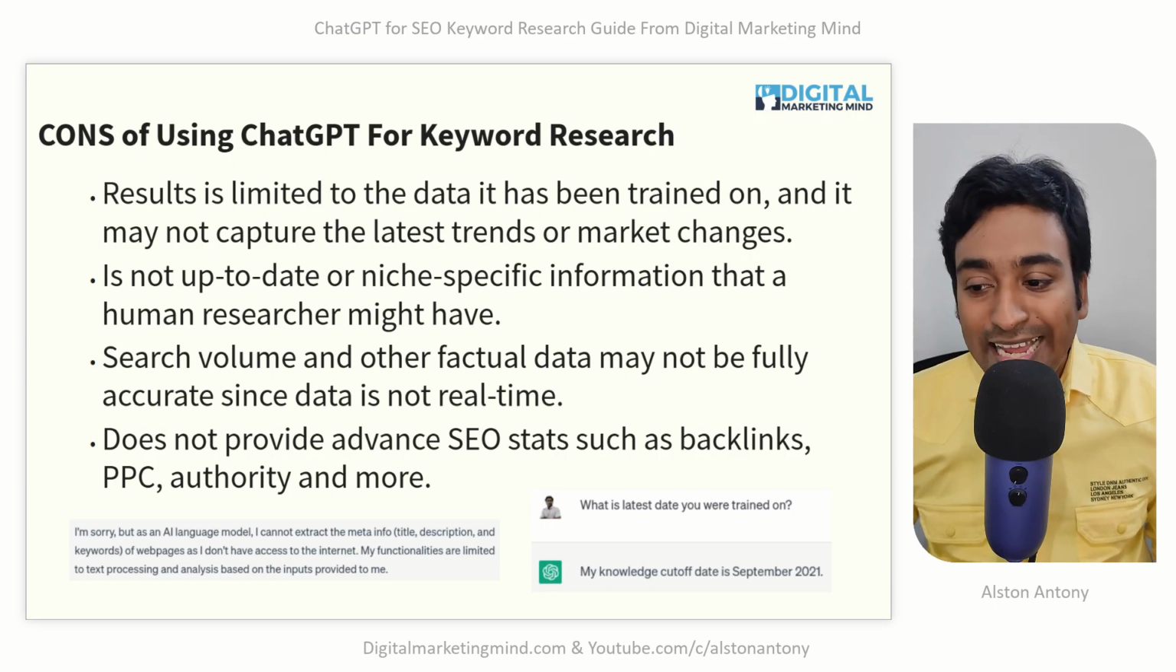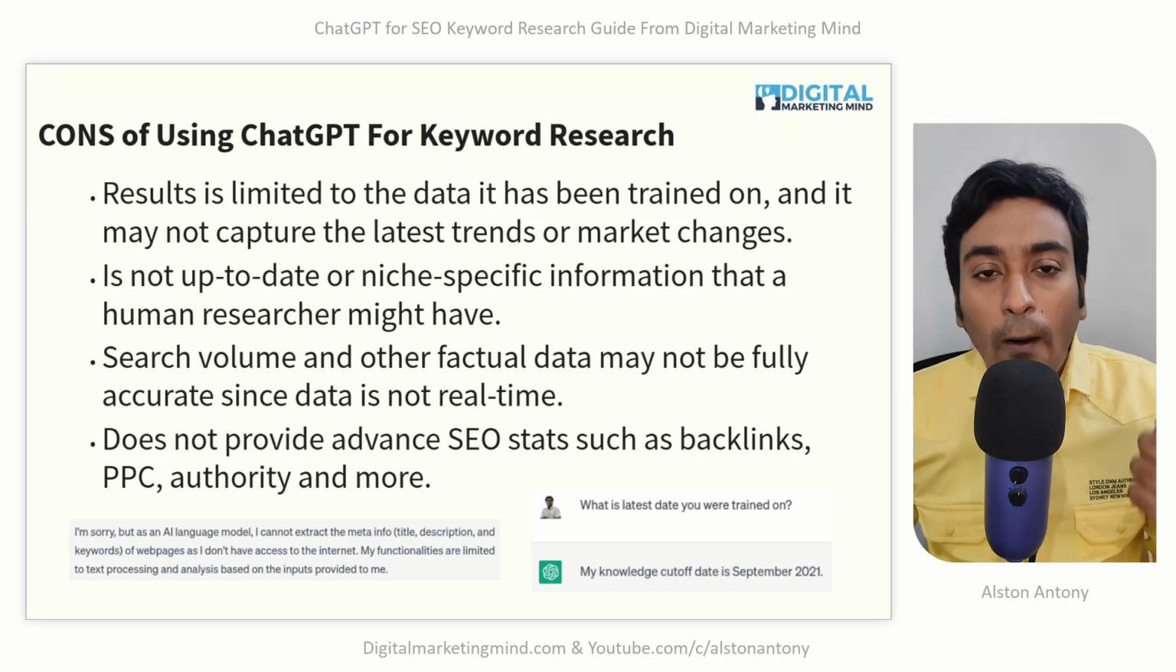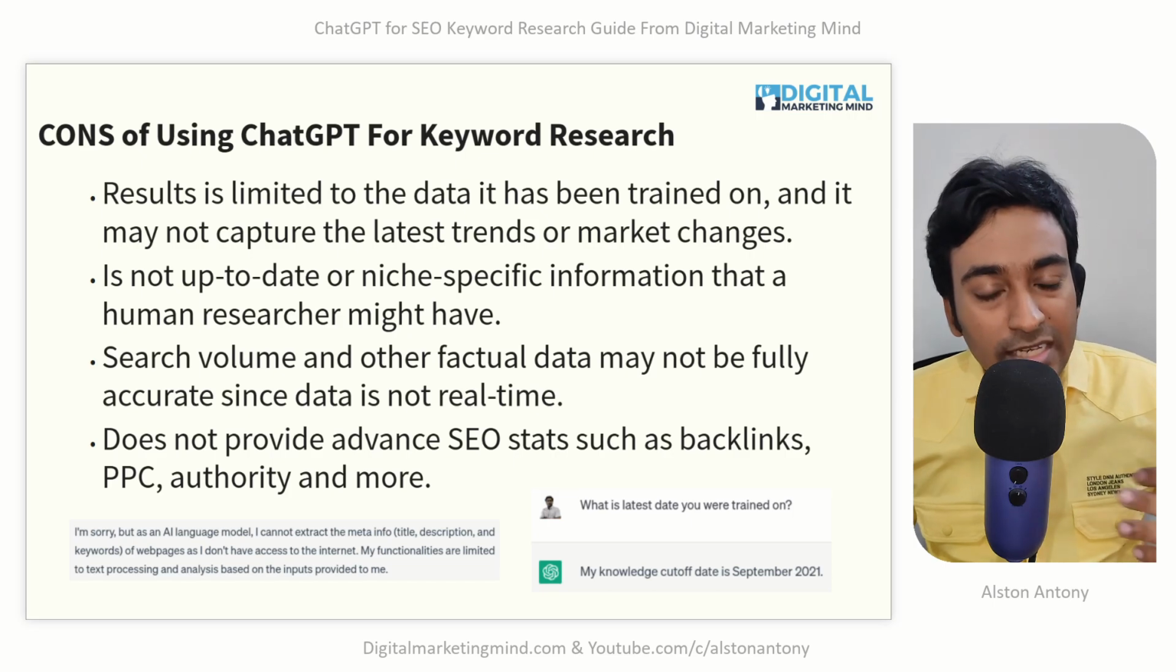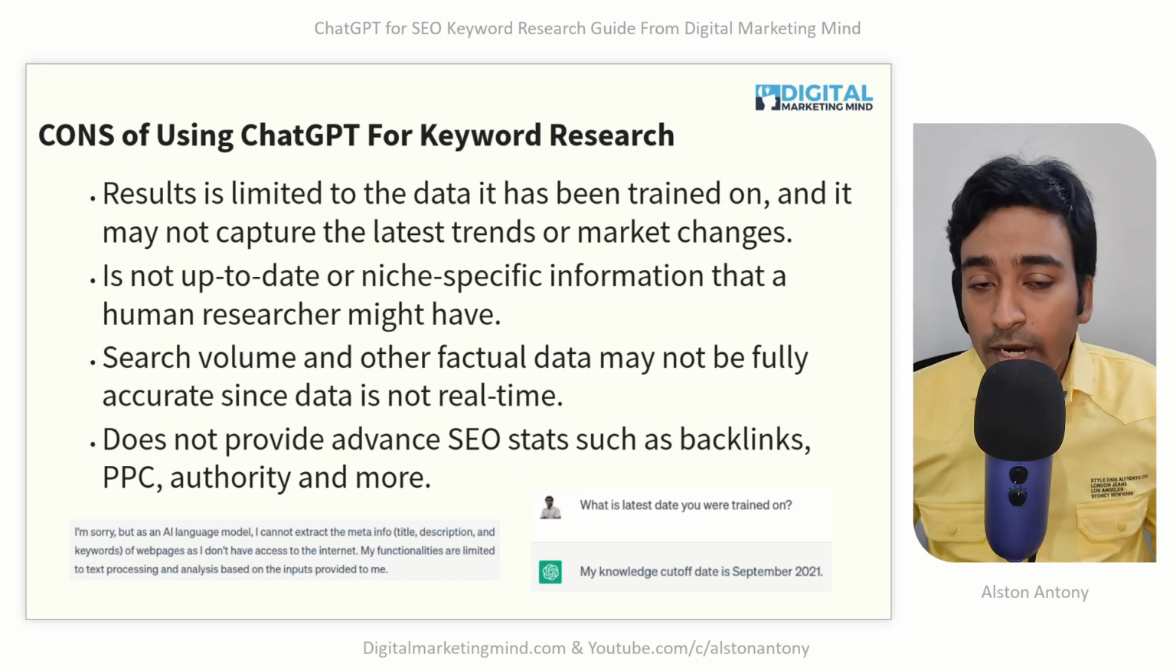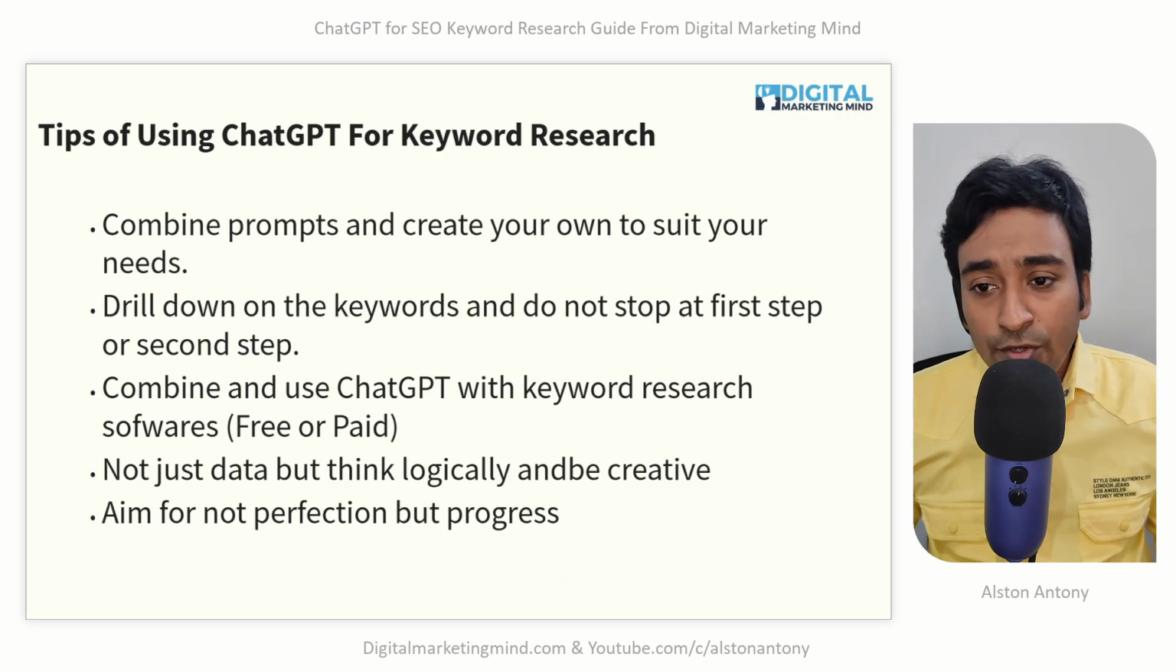It does not provide advanced SEO stats such as backlinks, PPC, authority, and more. I am talking about ChatGPT for keyword research, but you are not able to do everything within ChatGPT. For example, backlink analysis for a keyword, PPC analysis for a keyword, authority, and more data, you are not able to do that within ChatGPT itself. For that, you might need to use an external keyword research tool, which I have covered in the channel also. Now let me give you some tips for using ChatGPT for keyword research.